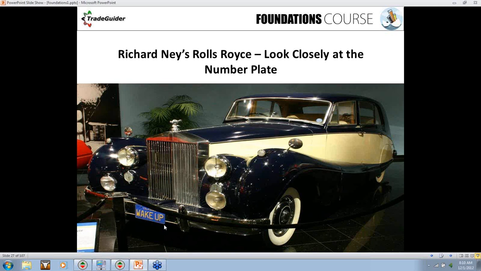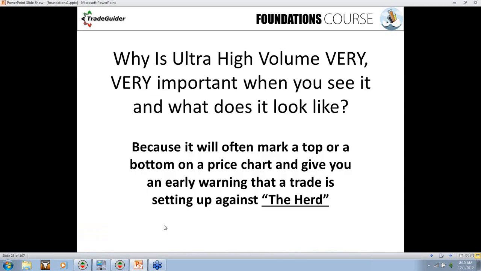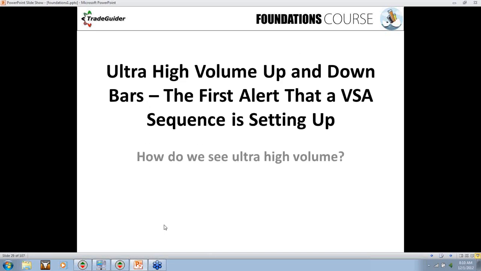Okay. So why is ultra-high volume very, very, I put that in capitals, important when you see it, and what does it look like? Because it will often mark a top or a bottom on a price chart and give you an early warning that a trade is setting up against the herd. Ultra-high volume up and down bars, the first alert that a VSA sequence is setting up. How do we see ultra-high volume? How do we know it's there?